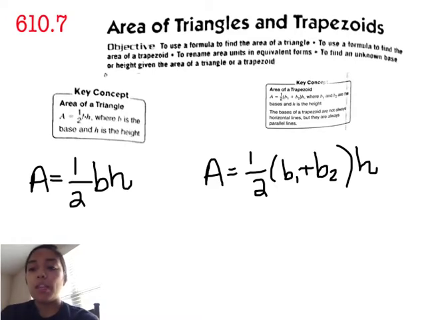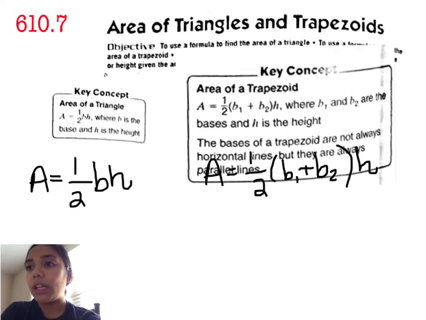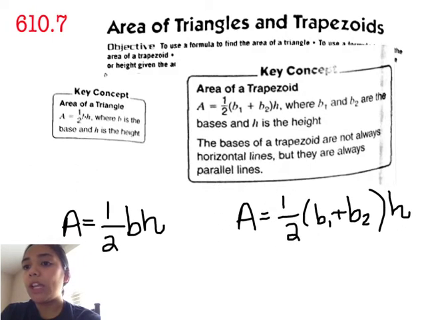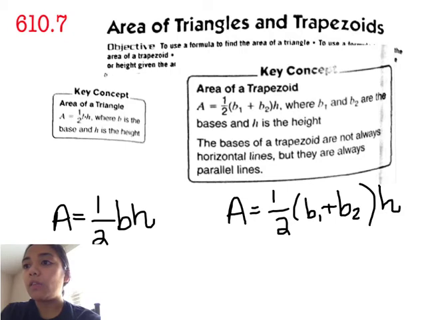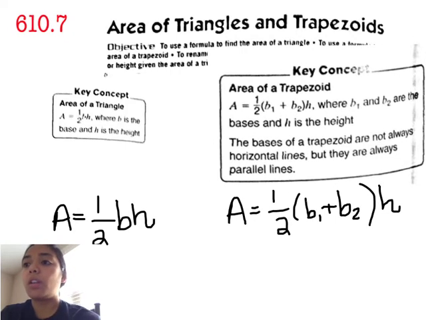I rewrote the equations right here, because I didn't know if you could see the key concept or not. It seems a little bit blurry. The area of the triangle is 1/2 base times height. The area of a trapezoid is 1/2 base 1 plus base 2 times height. Let's see if I can make this bigger. And I can. B1 and B2 are the bases and H is the height. The bases of a trapezoid are not always horizontal lines, but they are always parallel lines.